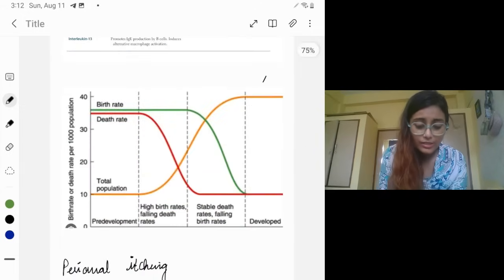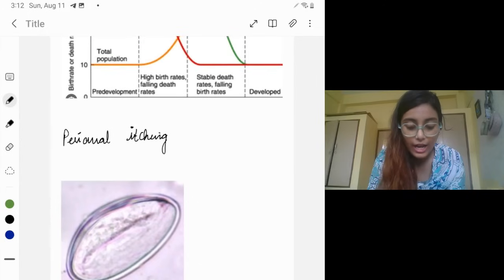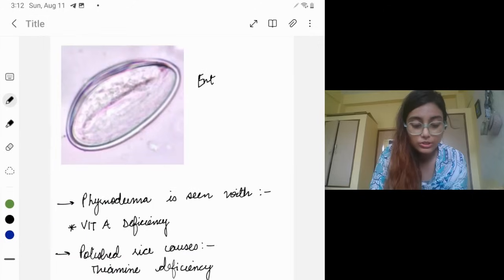Alright, now there was a question which said a patient presents to you with perianal itching and a plano-convex egg. So this is a very easy question. The answer is pinworm or Enterobius vermicularis. So this was a straightforward question.